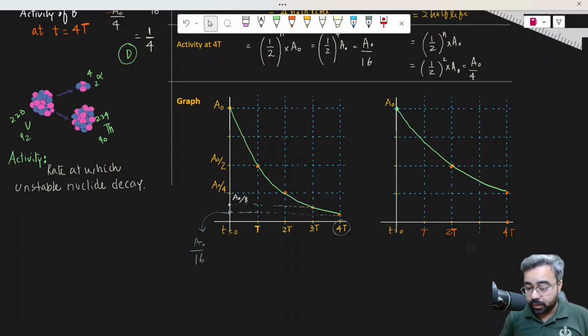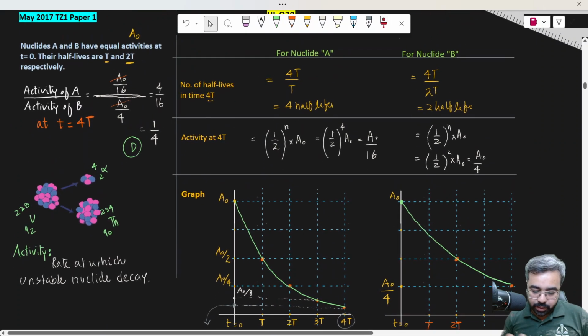If you draw them, this is obviously a less steep curve, and this is a more steep curve because it has a shorter half-life. So its amount, dear students, is A0 over 4. And if you divide these two, you will get once again the same answer, option D. So I hope you understand the whole solution by two methods.